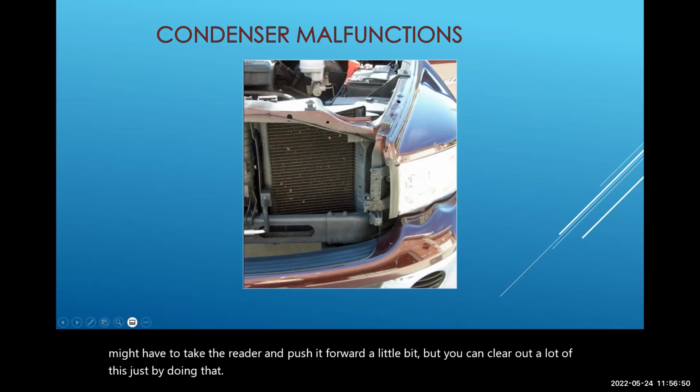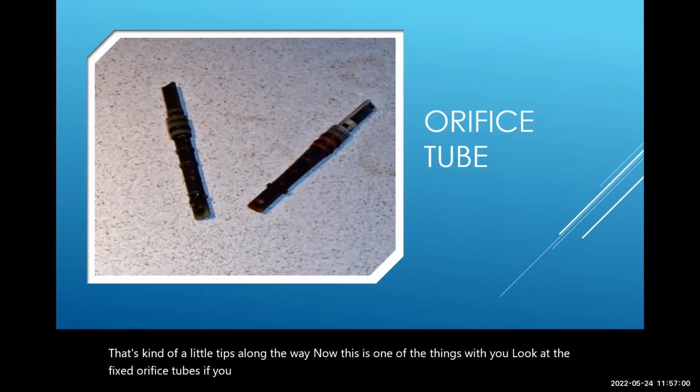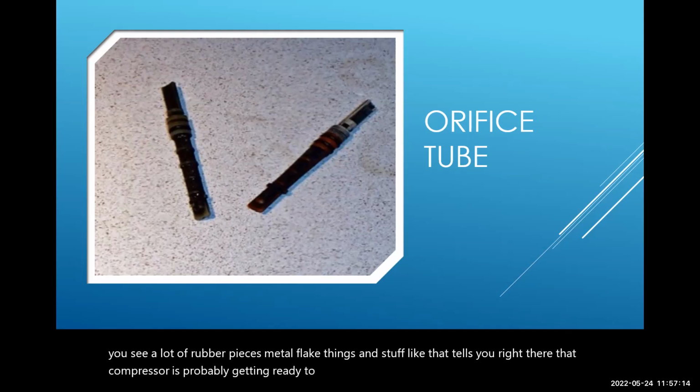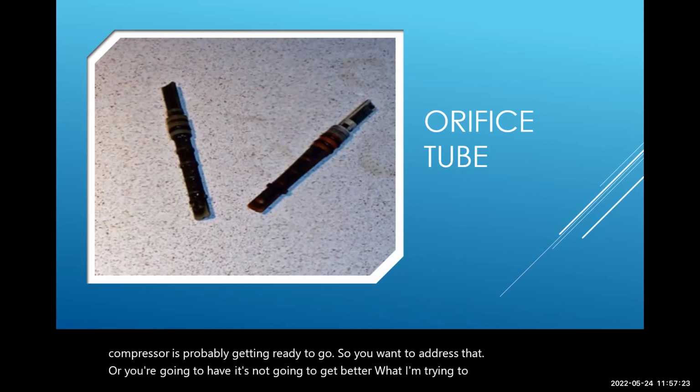That's kind of a little tips along the way. Now, this is one of the things, if you look at the fixed orifice tubes, if you take them out to inspect them, you can see a lot of what's going on. If you see a lot of rubber pieces, metal flakings and stuff like that, that tells you right there that compressor is probably getting ready to go. So you want to address that, or it's not going to get better, was what I'm trying to say. It's just going to get worse.